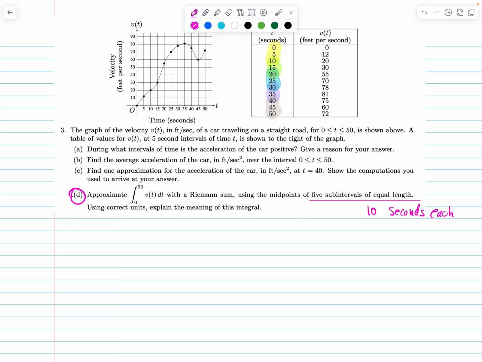Now I don't even necessarily need to draw rectangles on the graph, because the y value at the midpoint of 5 and 10 is given. It's 12, because 5 is the x value between 0 and 10, and the y value that corresponds to that 5 is 12.